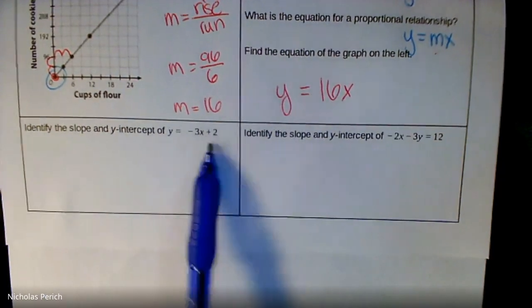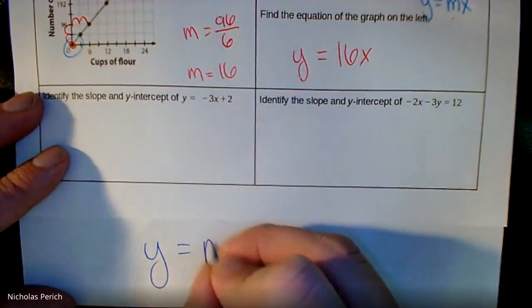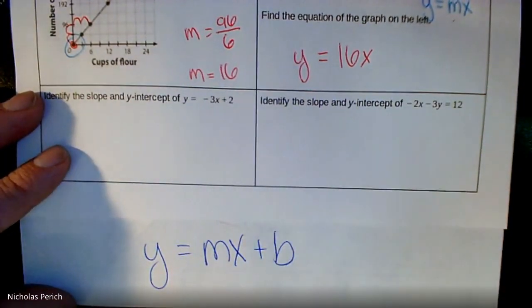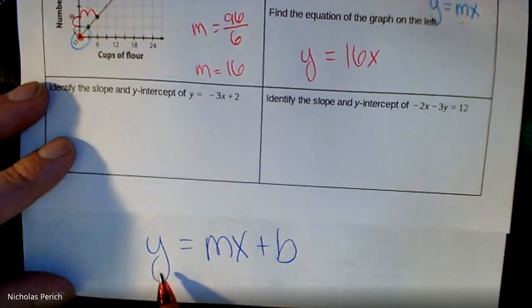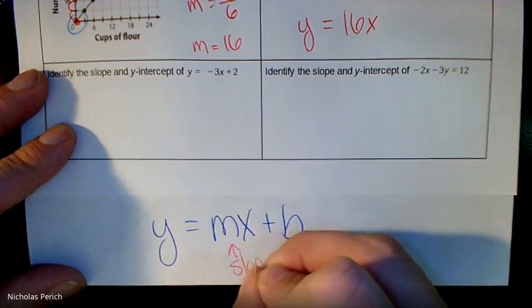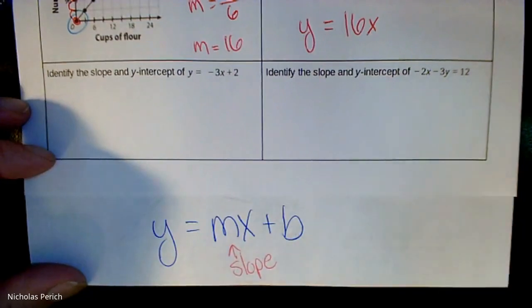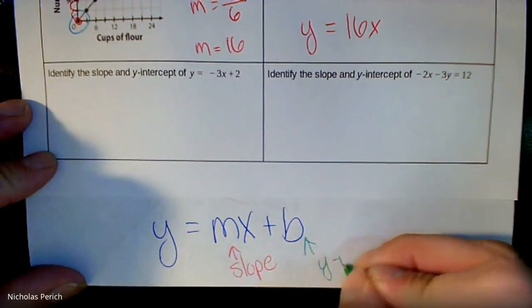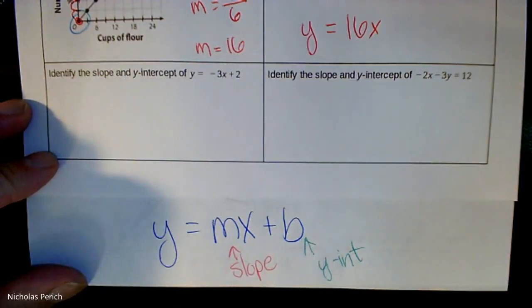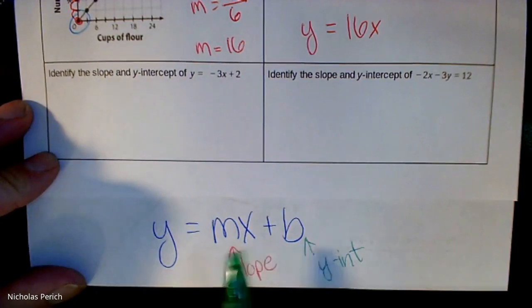Find the slope and the y-intercept. Oh, okay. It's giving me equations. Slope-intercept form. Let me write it out. This is slope-intercept form. y equals mx plus b. When y is all by itself, the number in front of x is my slope. When y is all by itself, the number floating around is my y-intercept. If y is not all by itself, I have to get y all by itself before I can answer these questions.